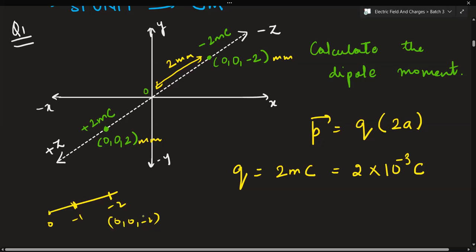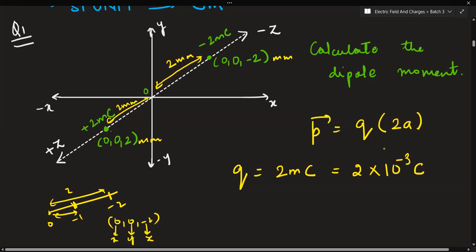Why? Because this is representing the x axis, this is representing the y axis, this is representing the z axis. So at the z axis, you have the charge as minus 2. It means this separation is 1, this separation is 2. So that's why this separation becomes 2 millimeters. This negative sign just shows that this is located on the negative z-axis. Similarly, for this charge, from the center O to the charge, this separation is again 2 millimeters.